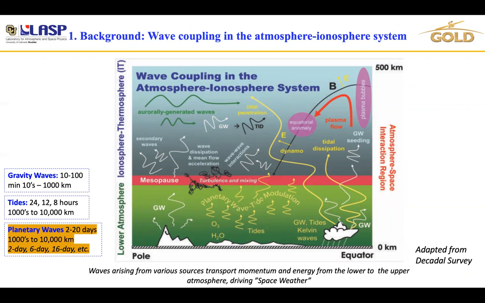This schematic, adapted from the decadal survey, overviews the wave coupling in the whole atmosphere and its impact on the ionosphere. In the lower atmosphere, very briefly, we can see the small-scale gravity waves and the global scale tides and planetary waves.